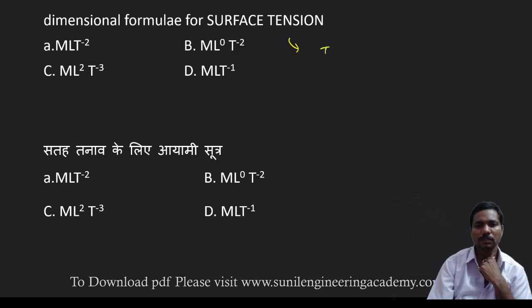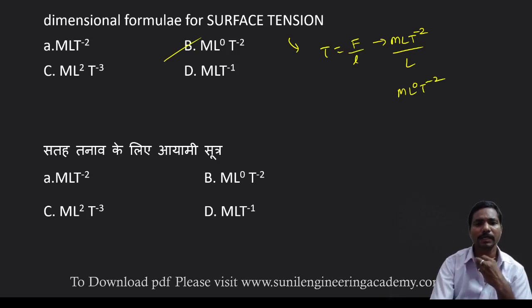Surface tension is force by unit length. Force is M L T power minus 2, length is L. So M L power 0, T power minus 2. So the answer is option B. Like that you can write the dimensional formula.